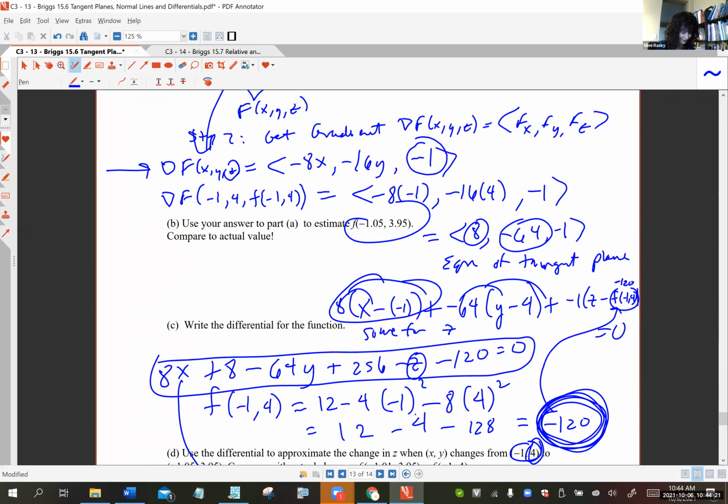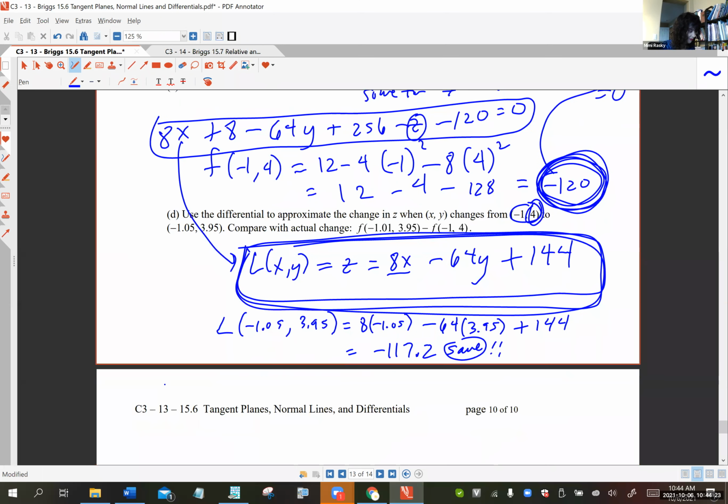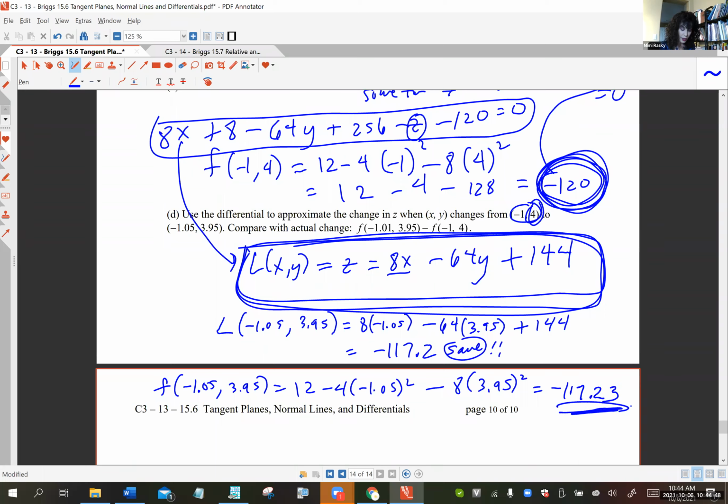What do you get? I don't know. So now we're going to evaluate f at the point when x is -1.05 and y is 3.95. And you want to keep your calculator handy, because who wants to actually do any of the arithmetic for this mess? After I punch it up into the calculator, I get -117.23.